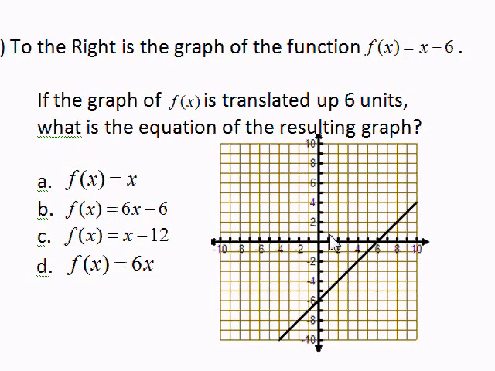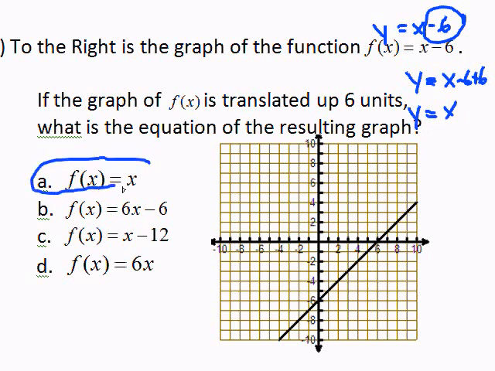So now we're going to be given a graph, f of x equals x minus 6. Remember, we can always just call f of x y. And we've got y equal to x minus 6. And we're going to shift that graph or translate that graph up 6 units. What is the equation of the resulting graph? Well, if you move it up 6, remember that moving up or down changes the y-intercept. So we're going to add 6 to that y-intercept, which is just going to give us y equal to x minus 6 plus 6, or y equal to x. That's one way to do it. So A is the correct answer choice.